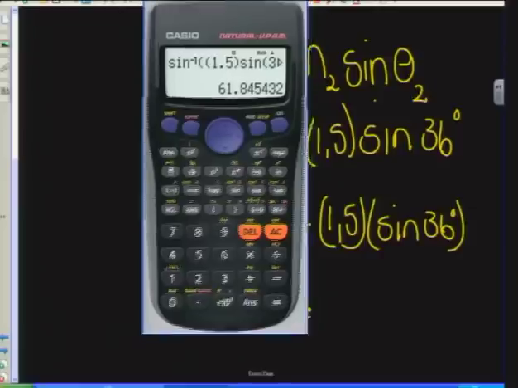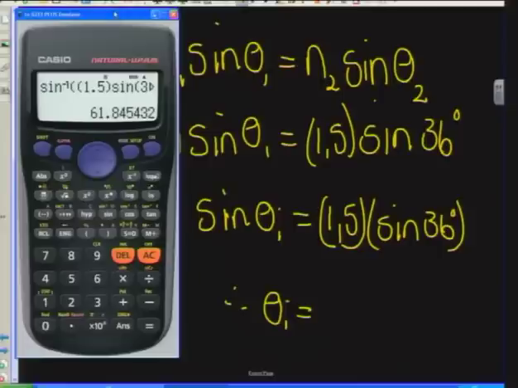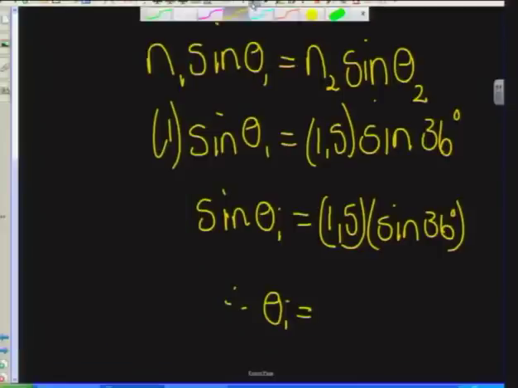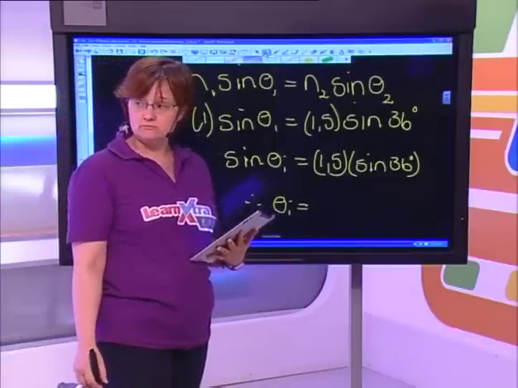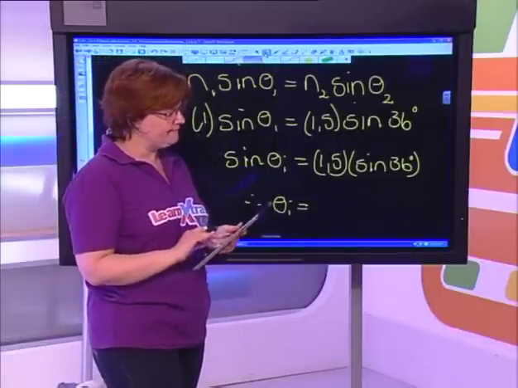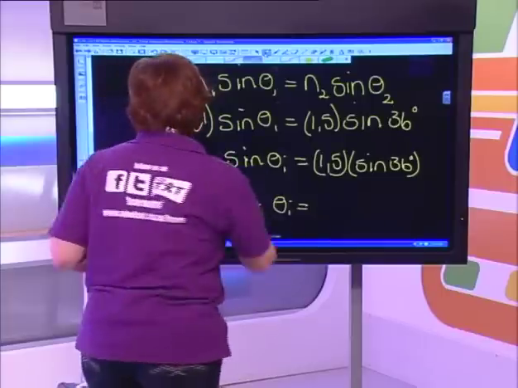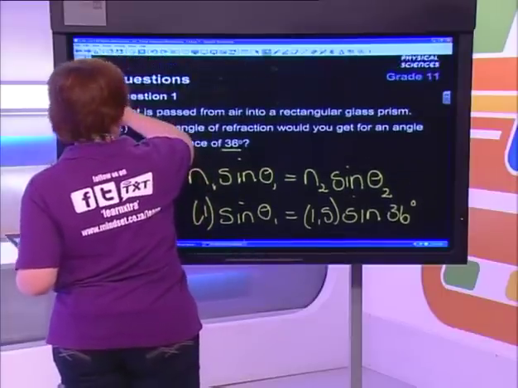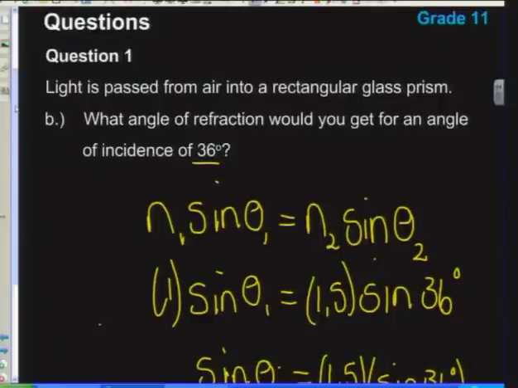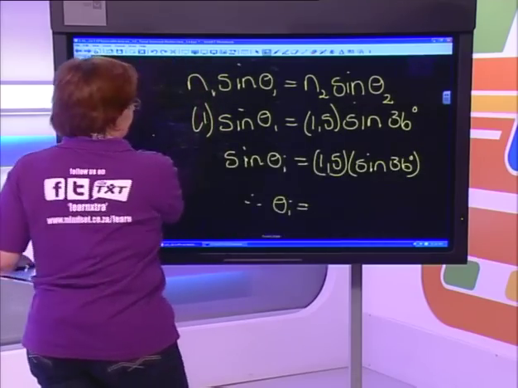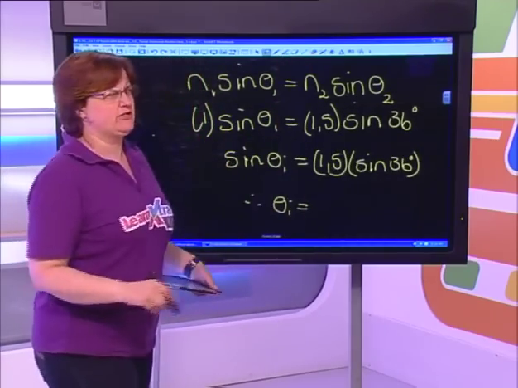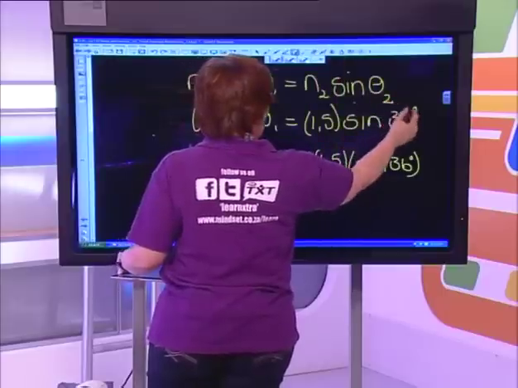I'm hoping there's someone watching the show right now who's going, Tracy, maybe you should read the question. Because now I'm looking at my notes and going, I didn't get that answer. If we look at the question, what did I do wrong? The angle of incidence is 36 degrees, not the angle of refraction. I was thinking that's a very strange angle of refraction. It was way too big.